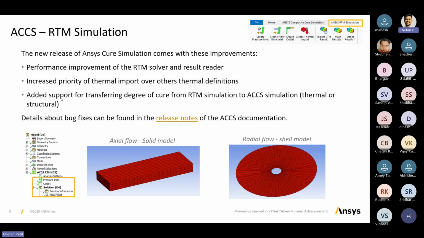So ANSYS now gives you access to thermal import, which is provided higher priority than internal thermal settings. This ensures the imported temperature data is correctly used, which provides consistency to the overall model. Now you can even transfer the degree of cure. This degree of cure is newly added support for the RTM solver. You can transfer the degree of cure, that is how much of the resin has chemically hardened, from the RTM simulation to the ANSYS composite cure simulation. This allows more accurate thermal and structural analysis results during the curing process.